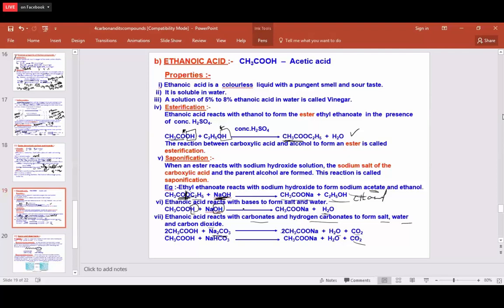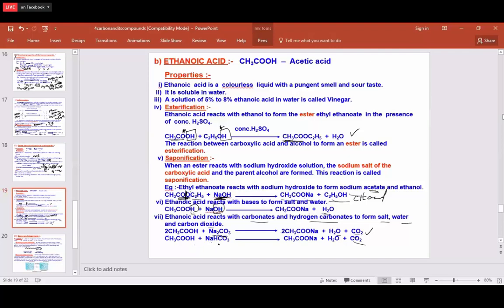So the difference between NaOH and Na2CO3 is, in the NaOH we will be getting only the water molecule, but in the carbonate reaction, apart from the water, we are having one more gas, CO2. So in this reaction we will be getting the bubbles. So the bubbles indicate that carbon dioxide gas is released from the reaction.